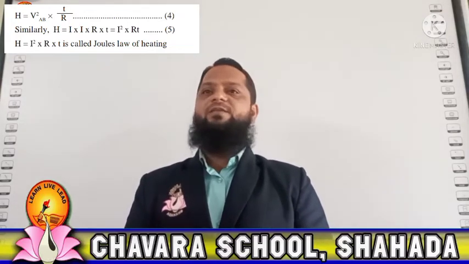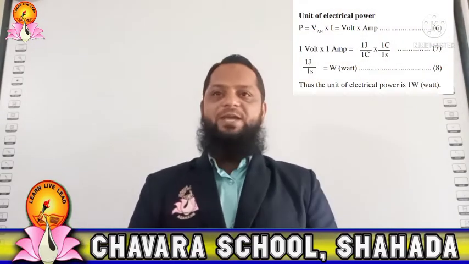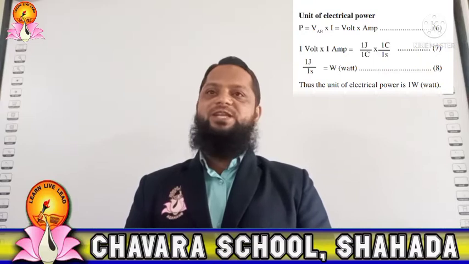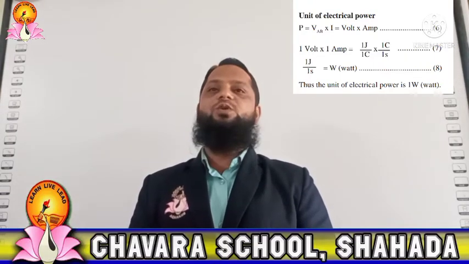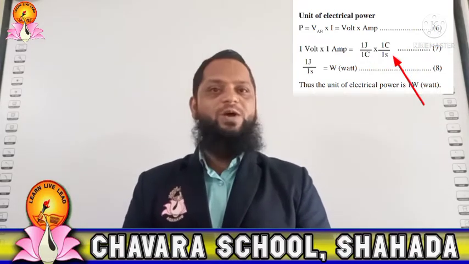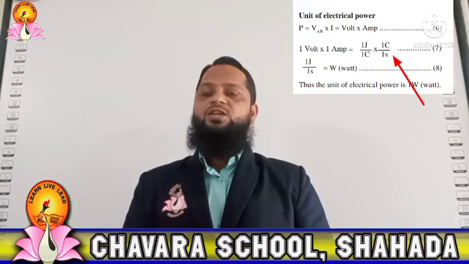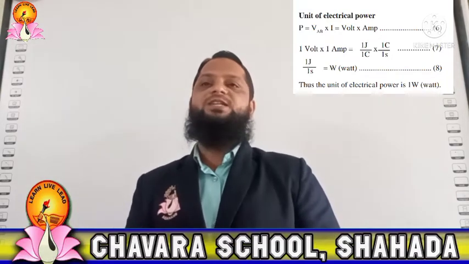The unit of electric power is nothing but the watt, because it is 1 volt into 1 ampere; potential difference we measure in volt and current we measure in ampere. So 1 volt is equal to 1 joule upon 1 coulomb, and 1 ampere is equal to 1 coulomb upon 1 second. So the product is 1 joule upon 1 second, that is watt.